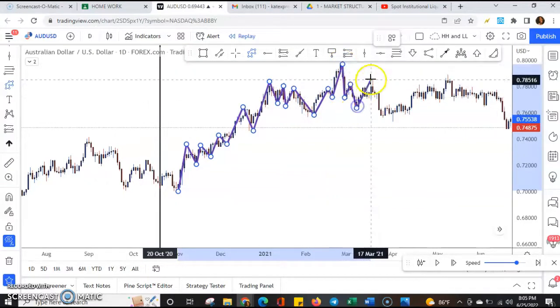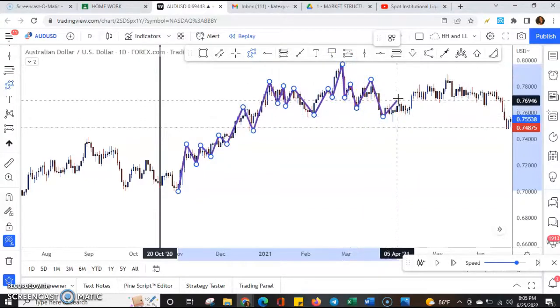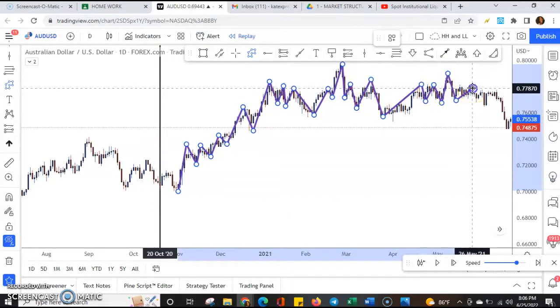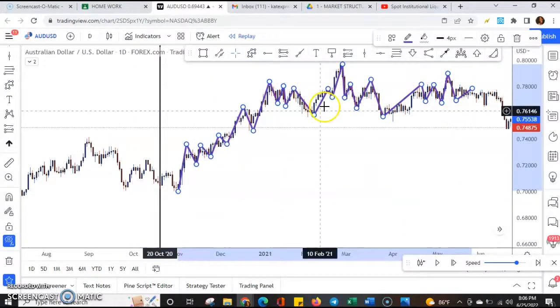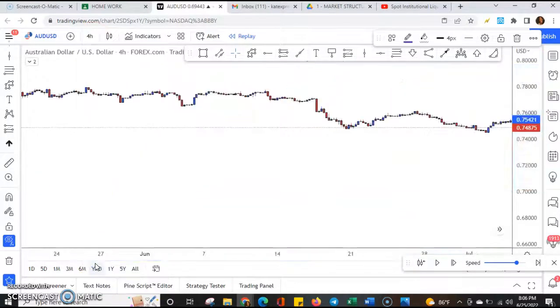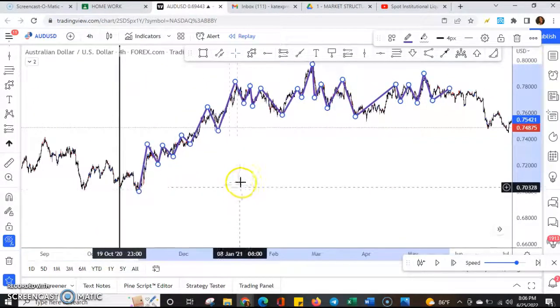And then most importantly, I'm going to show you why mapping is important. So this is like a general idea of what it looks like on the daily, and then we're going to go ahead and drop to the 4 hour.